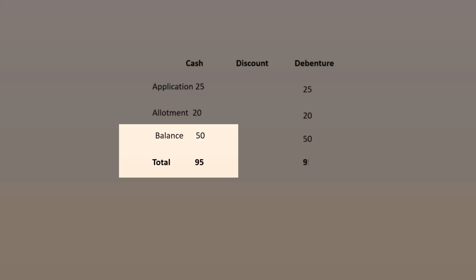Accordingly, we could spread the amounts going into the debenture account and the discount account from the cash received in each stage. We are told that cash percentage received is 25 in the application stage and 20 in the allotment stage. We also know that debentures were issued at a discount of 5%. That means the balance cash to be received is 50%, adding to a total of 95.